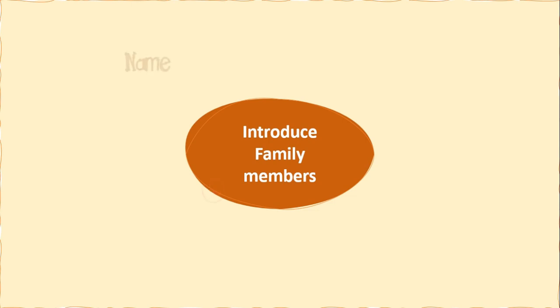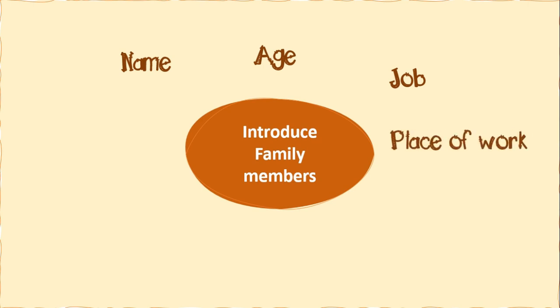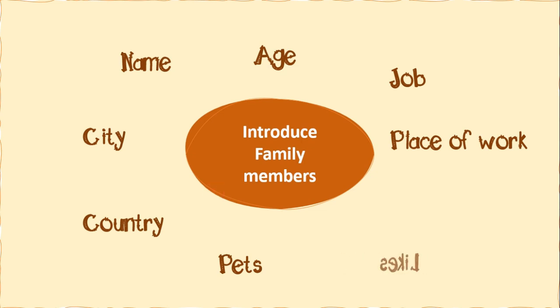It's very important to speak about the name and the age, the job and the place of work. What does place of work mean? We have seen this verb to work. The place of work. If I'm a teacher, I work at school. If I'm a doctor, I work in the hospital. If I'm an architect, I work in an office, etc. We speak about the city. Where does this person live? And the country. Where is he from? And does he have a pet? And we speak about likes, or what do you like? What do you love?